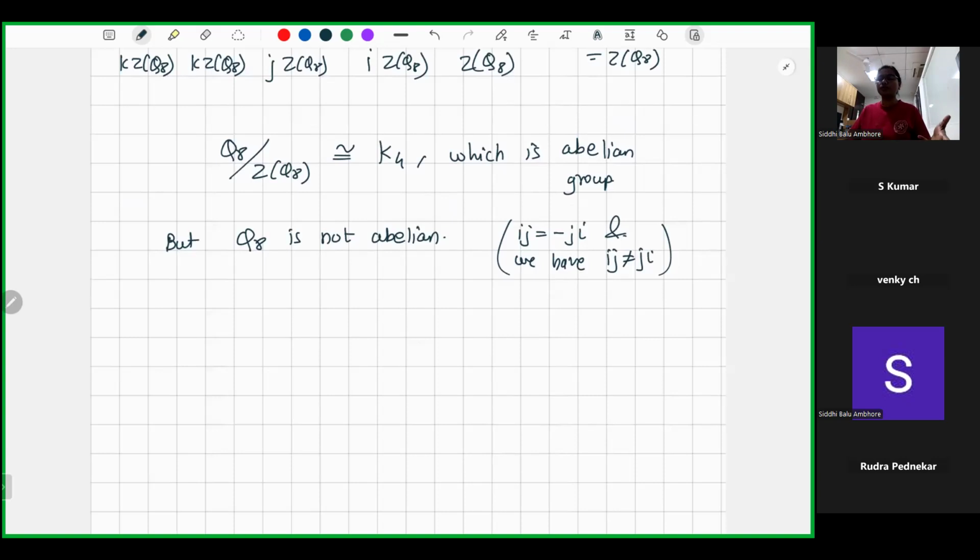So order 4 groups are either isomorphic to Z4, which is cyclic, and if not Z4, it is isomorphic to K4, which is an abelian group. So order 4 groups are always abelian. Either cyclic, in that case isomorphic to Z4, or if not cyclic, then isomorphic to this abelian group K4. Again, for size 5, we have Z5, which is a prime order group and hence cyclic.